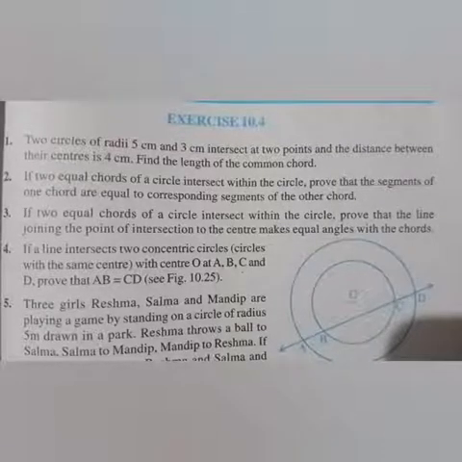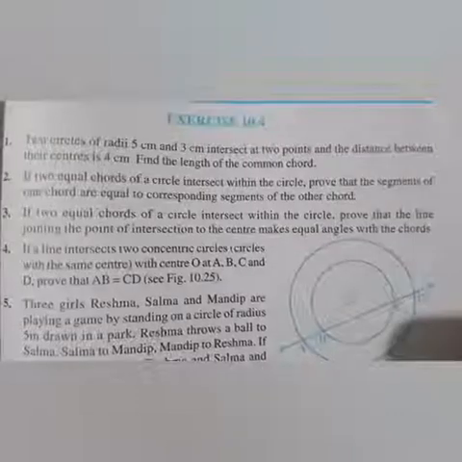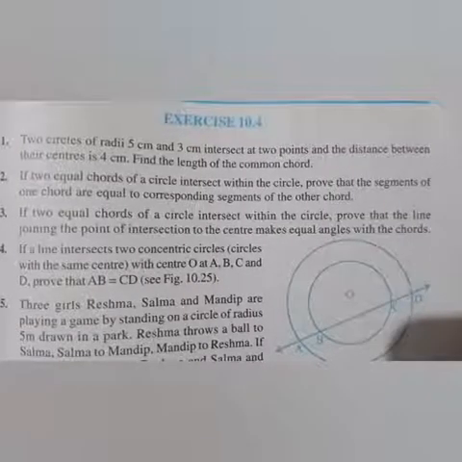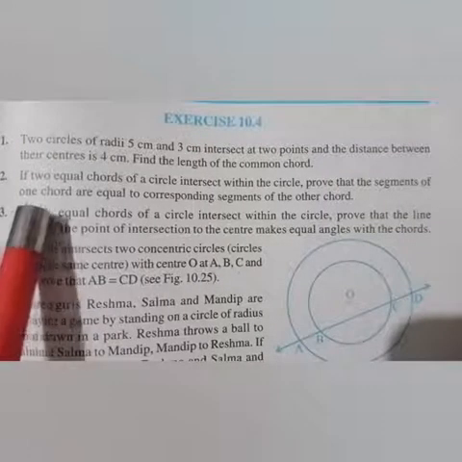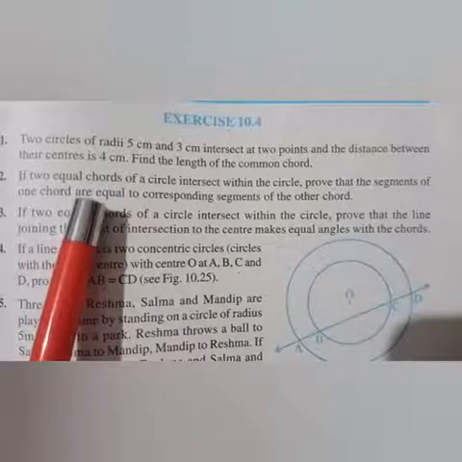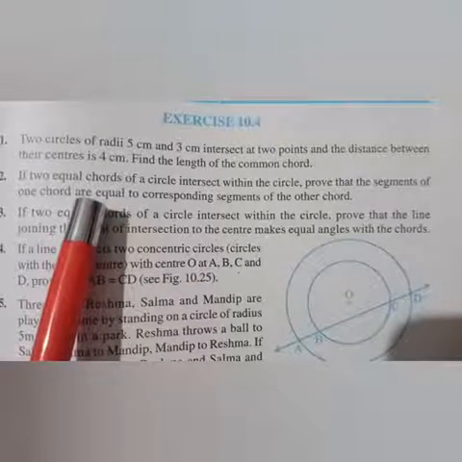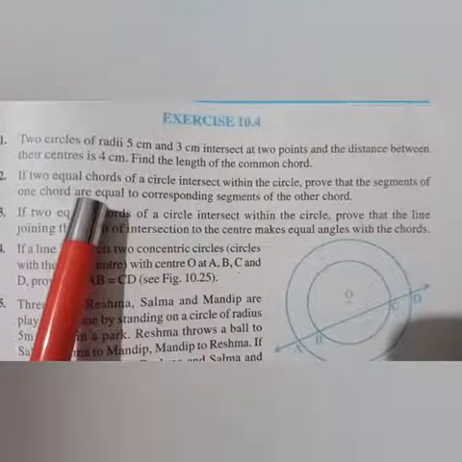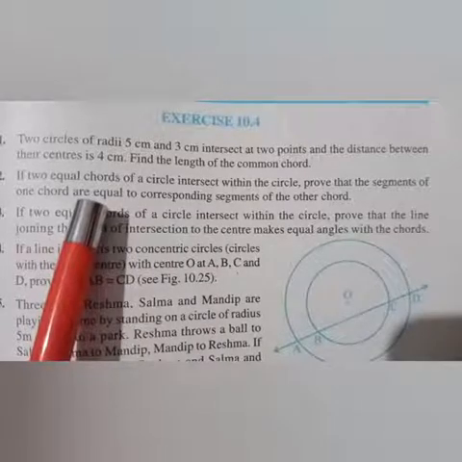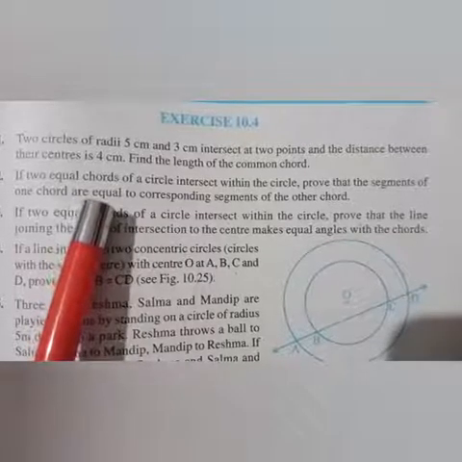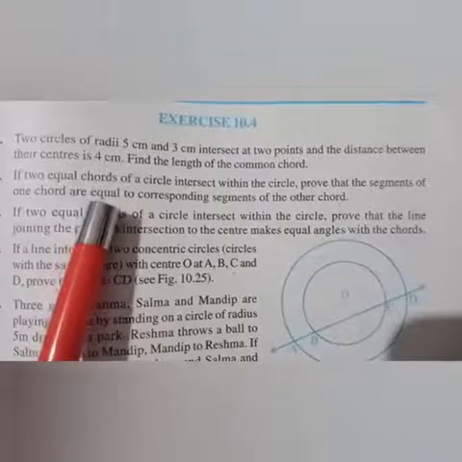Today we will continue exercise 10.4, question number 2. If two equal chords of a circle intersect within the circle, prove that the segments of one chord are equal to corresponding segments of the other chord.